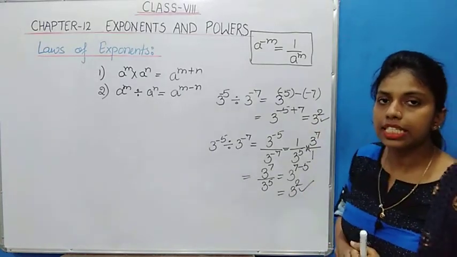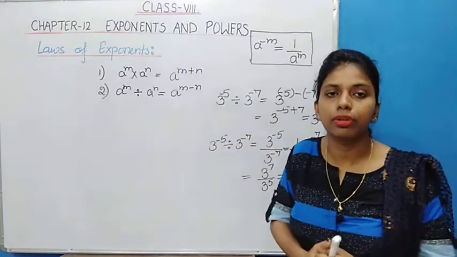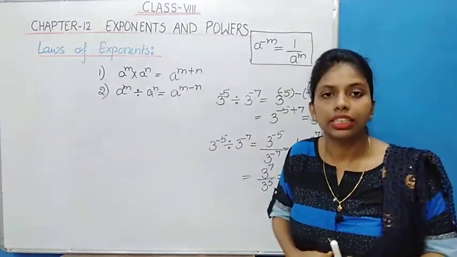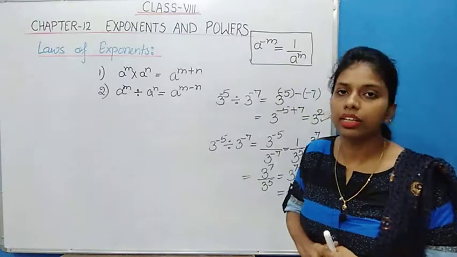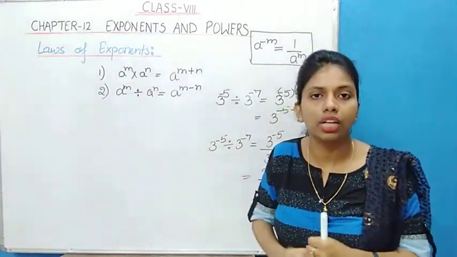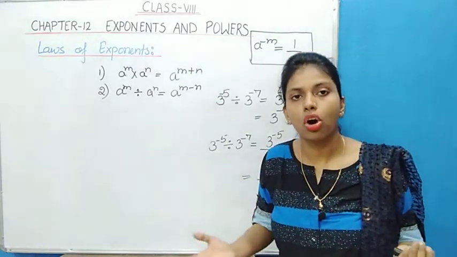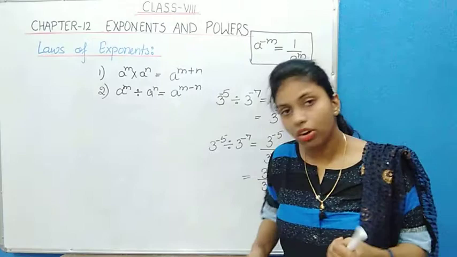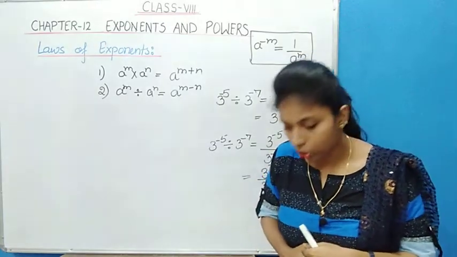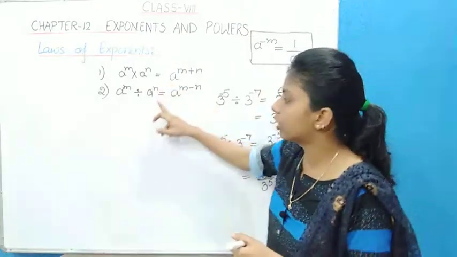So we can say that this identity, the second identity, is applicable for all integers. Similarly, we can simply say that these laws of exponents are applicable for all kinds of exponents, either negative or positive. So let's see the laws of exponents one by one. The first two we already saw.